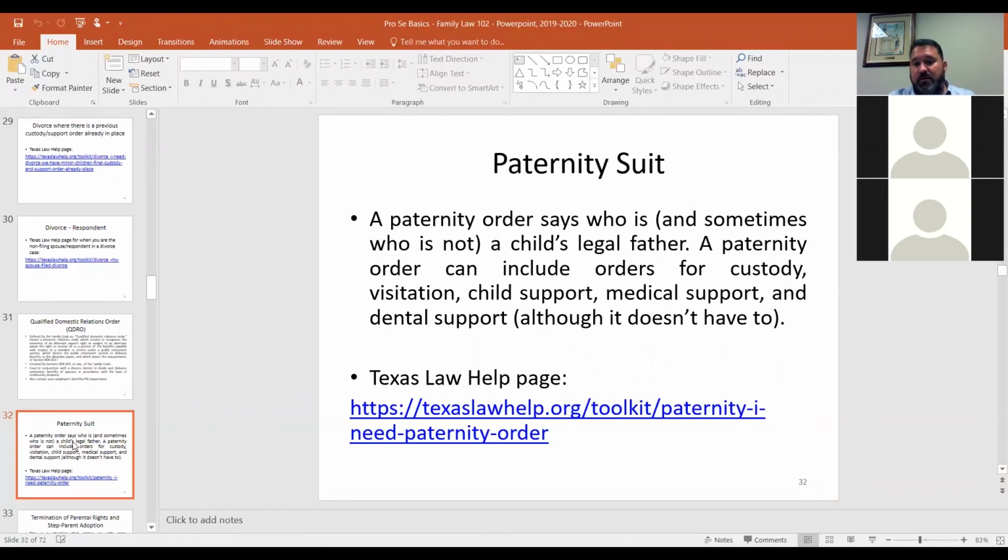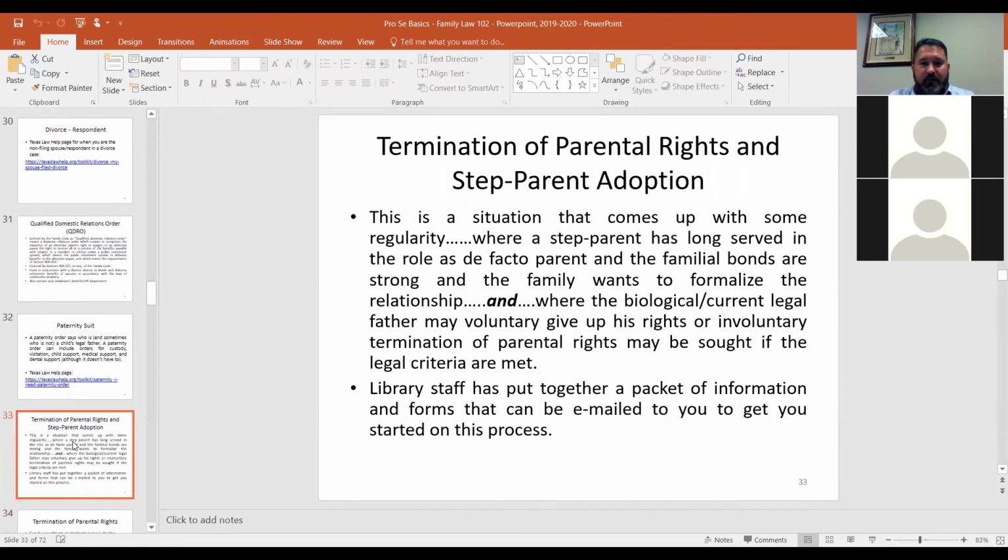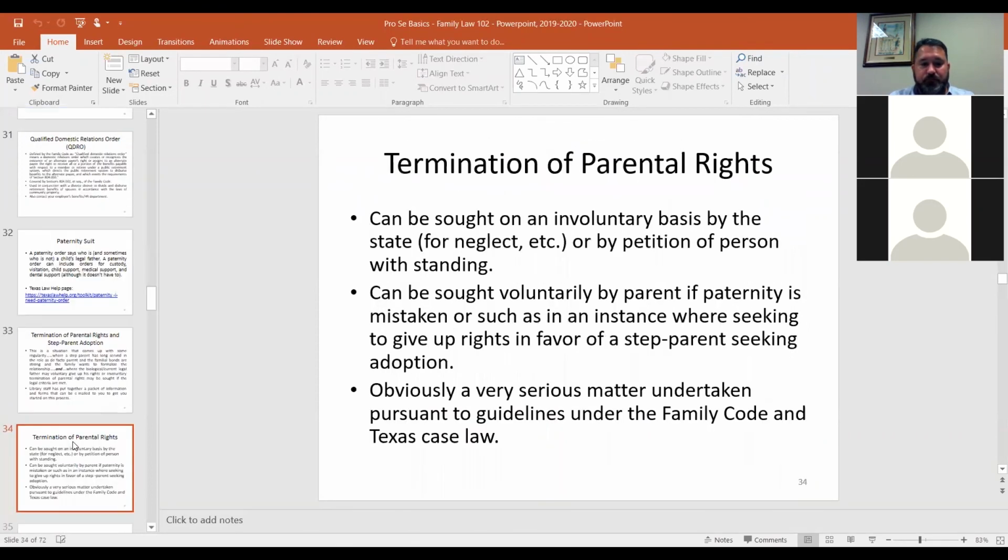There's paternity suits to determine if someone is the father, and then if they are determined to be the father, the issues of custody and support and so forth come into play. We have paperwork for that. There is termination of parental rights and step-parent adoption. Oftentimes, there is a mother who has children, and she has remarried to a stepfather, and the stepfather wants to become the legal father. That's something that comes up quite often. We don't have some fill-in-the-blank forms, but we do have materials that we send to people to assist them in being represented on this.